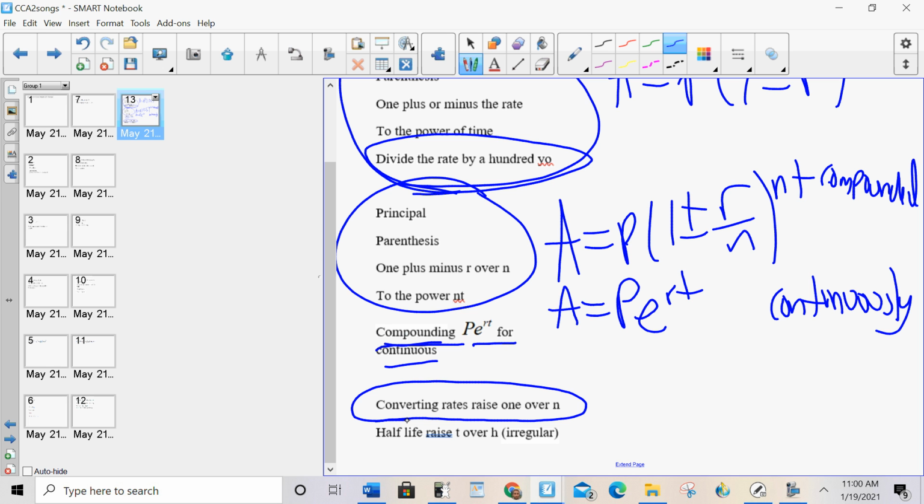Converting rates, raise 1 over n. We did a lesson on converting rates. We raised to the 1 over n power. There's no real formula for that, but that's a procedure that's very common. And now this is what we're doing for today's lesson. Today's lesson is half-life or irregular time.